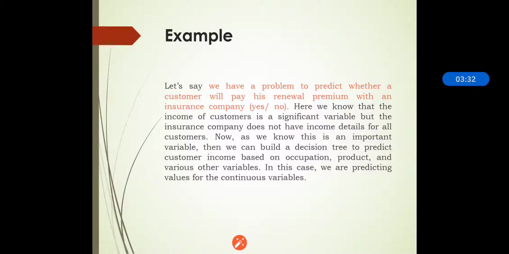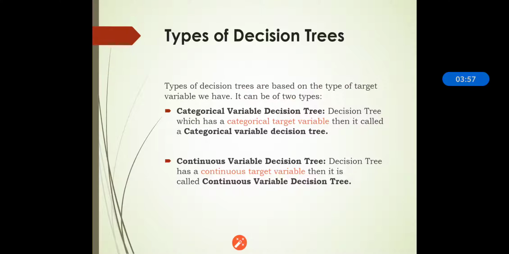In the categorical variable decision tree, the target variable is categorical. Whatever target variable you have, the category is specified, and according to that we get the outcome. And in the continuous variable decision tree, the target variable is continuous. That's why it is called the continuous variable decision tree. So these are the two basic types of decision trees, based on the target variable.